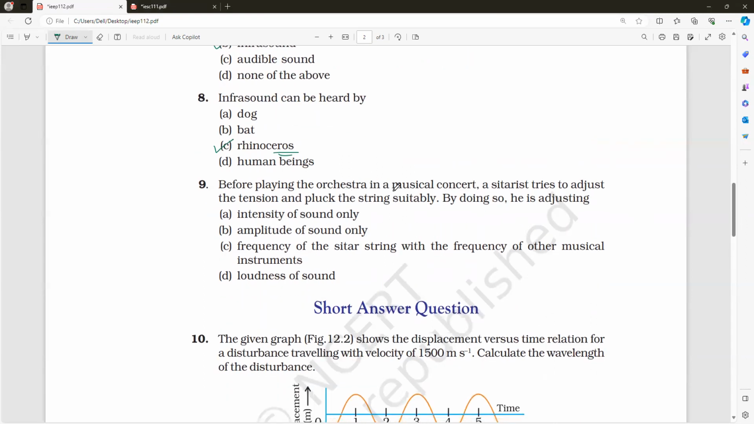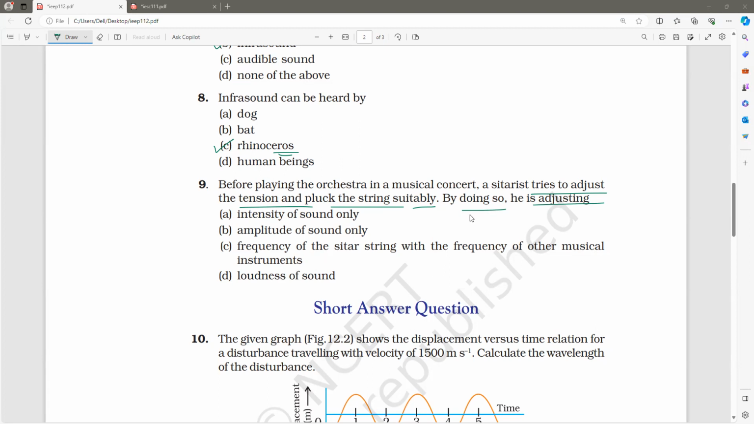Next, before playing in an orchestra at a musical concert, the sitarist tries to adjust the tension and pluck the string suitably. By doing so, he is adjusting the what? Option C: the frequency of the sitar strings with the frequency of the other musical instruments, not the loudness. They are adjusting the musical frequencies, because all the pitches should match.